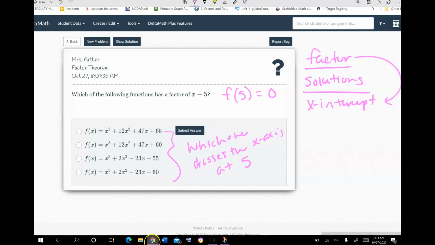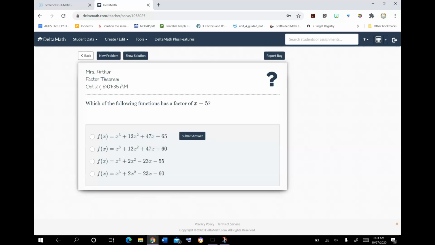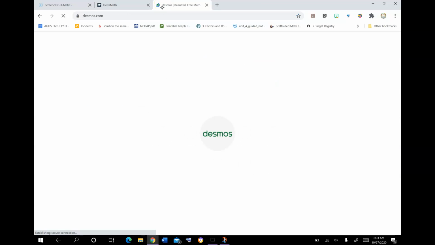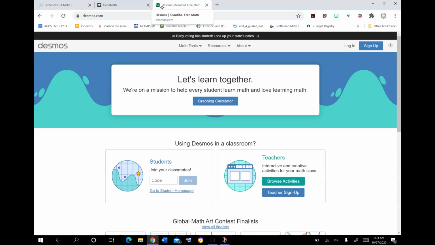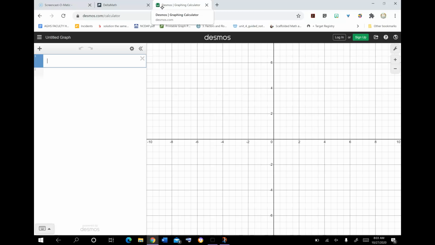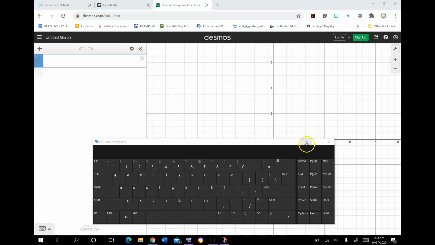So let's go to Delta Math. Desmos. I had it right the first time, didn't I? We're going to type each one of these in, and we're just going to do process of elimination. So this is another way you can do the factor theorem. If it wants to know if it's a factor, you just have to figure out which one crosses the x-axis. Let's pull this up.